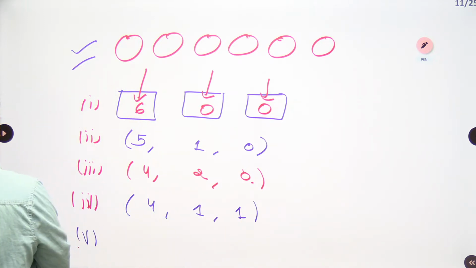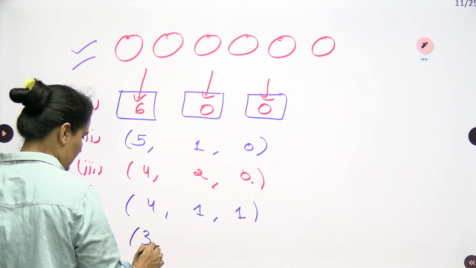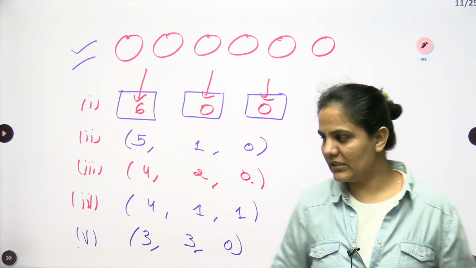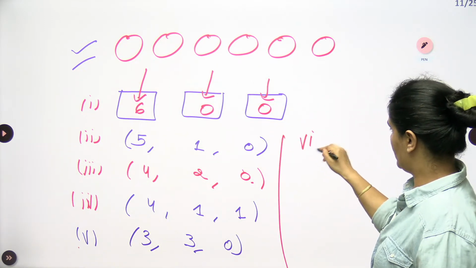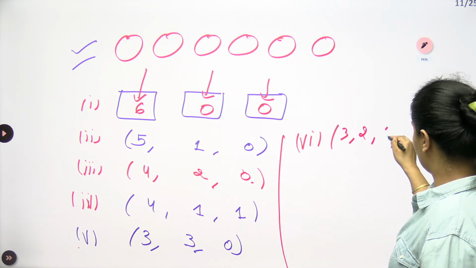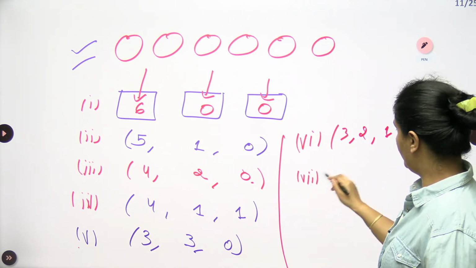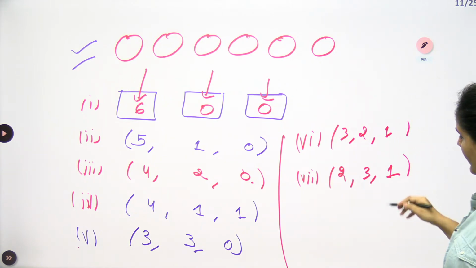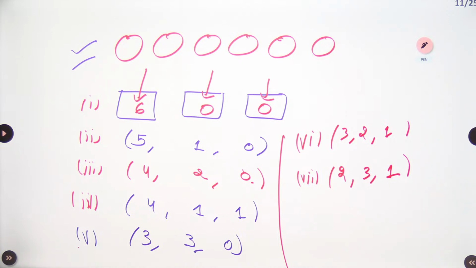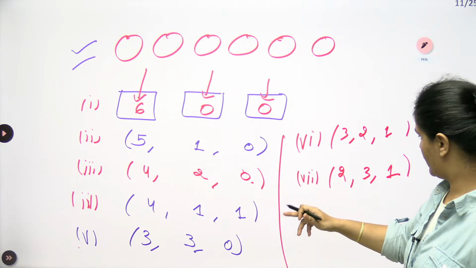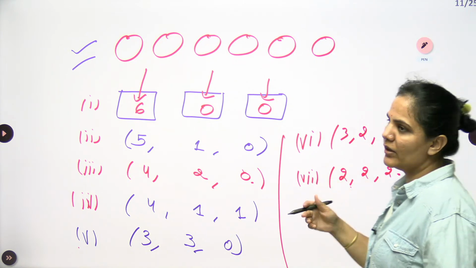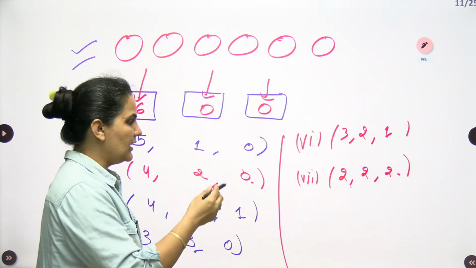3 3 0 is also possible. 3 2 1 is also possible. If I go to the next case, 2 3 1 is also possible, but we already discussed that 3 2 1 and 2 3 1 are the same. So we can go with 2 2 2, because 2 3 1 or 3 2 1 is the same.